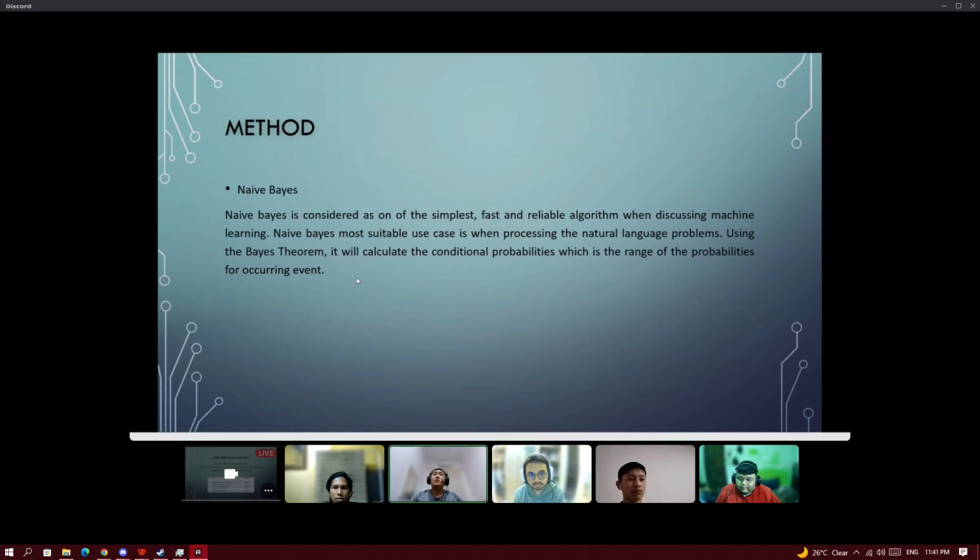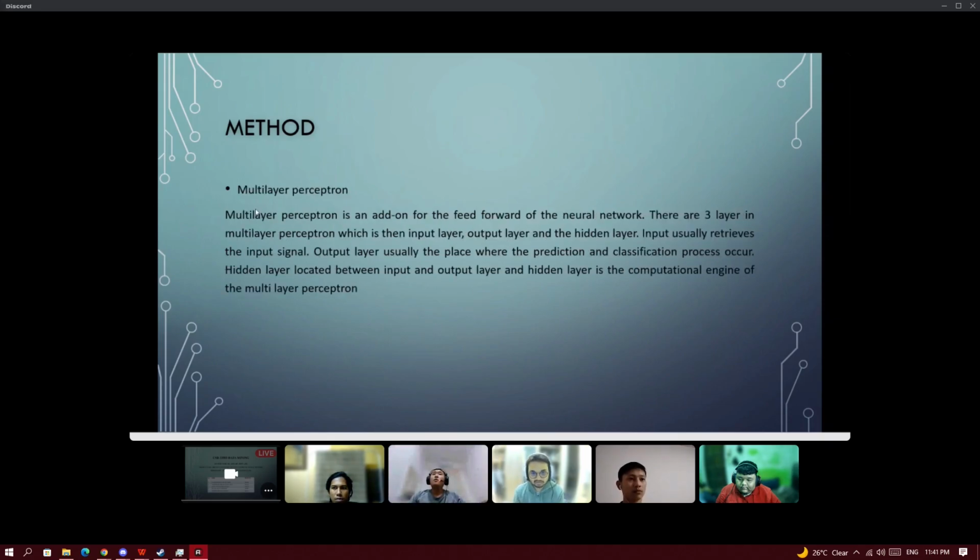The third method is multi-layer perceptron. Multi-layer perceptron is an add-on to the feed-forward neural network. There are 3 layers in a multi-layer perceptron: the input layer, the output layer, and the hidden layer. The input layer usually retrieves the input signal. The output layer is usually the place where the prediction and classification process occurs, while the hidden layer is located between the input and output layers, and is the computational engine of the multi-layer perceptron.